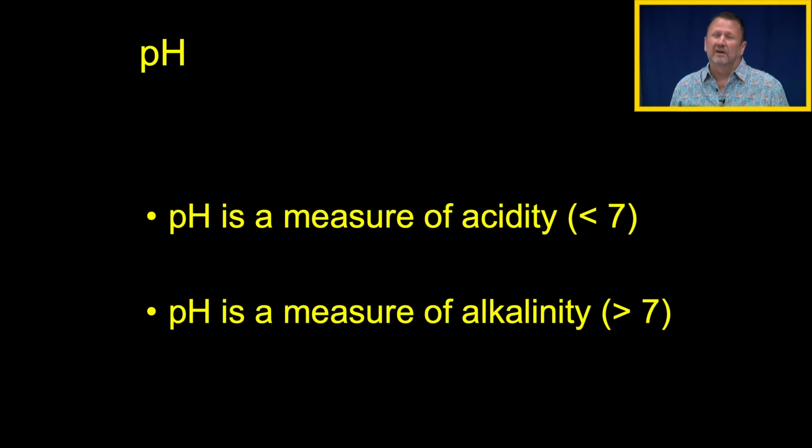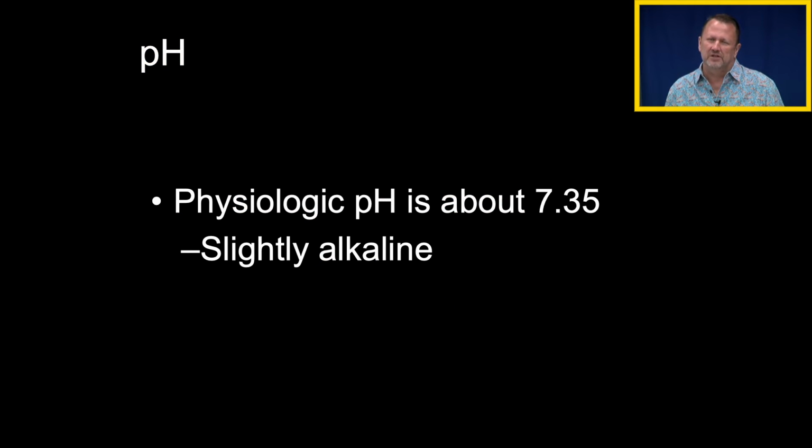pH less than 7 means there's an excess of protons in the solution. An alkaline solution has an excess of base compared to the acids, the protons. And so keep this in mind. Water, neutral pH is 7. Physiologic pH in a human, somewhere around 7.35, 7.36, 7.4, depending on what you read, slightly on the alkaline side.